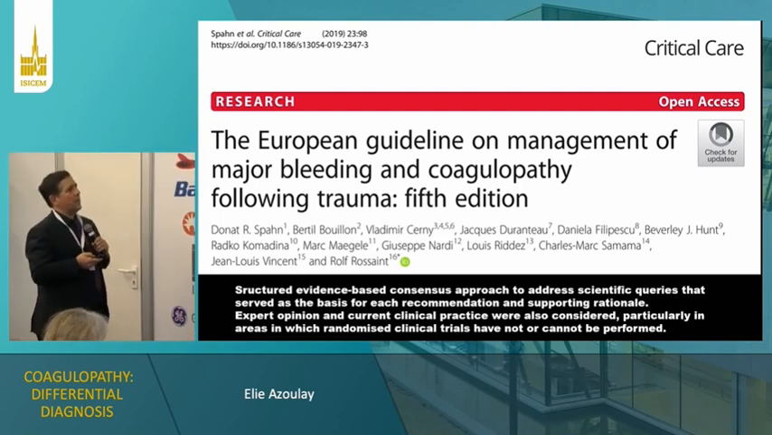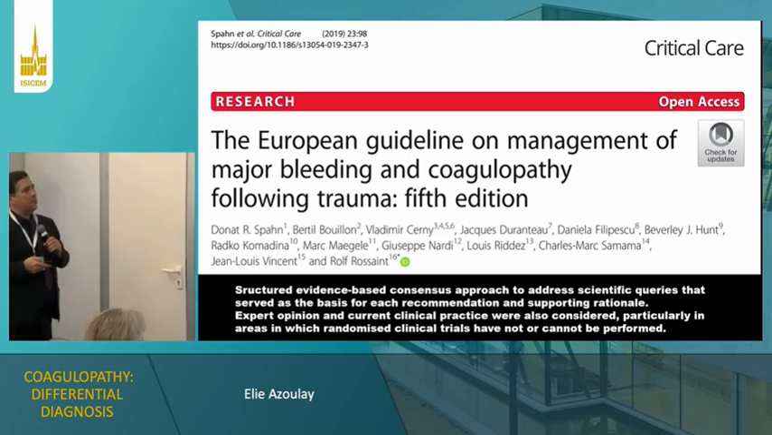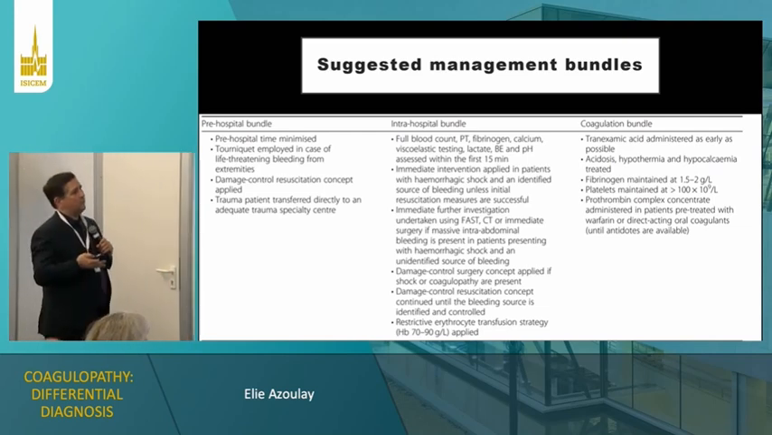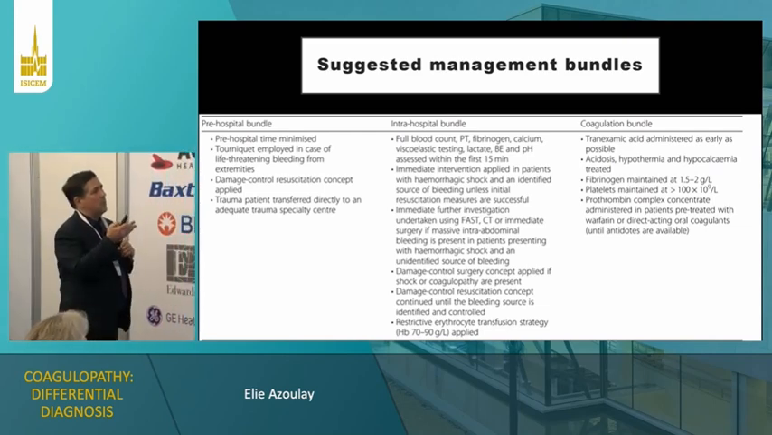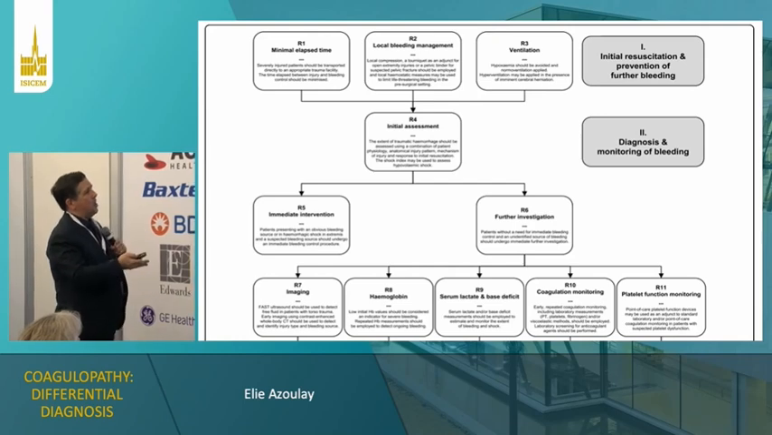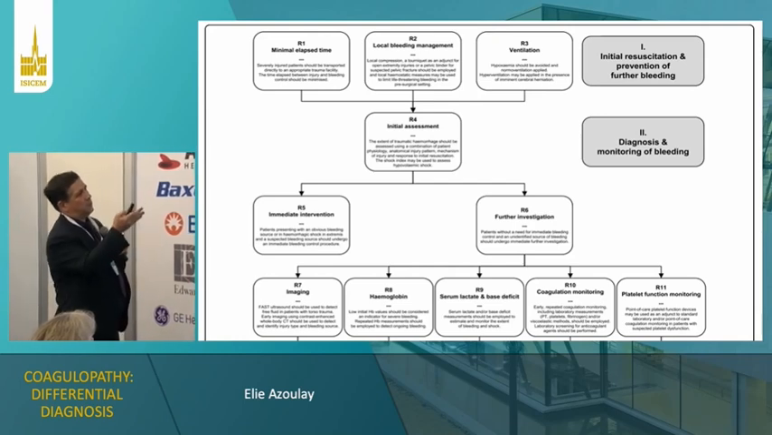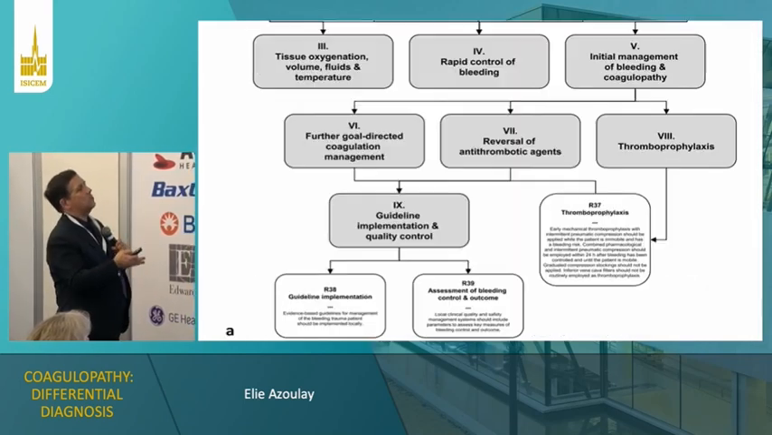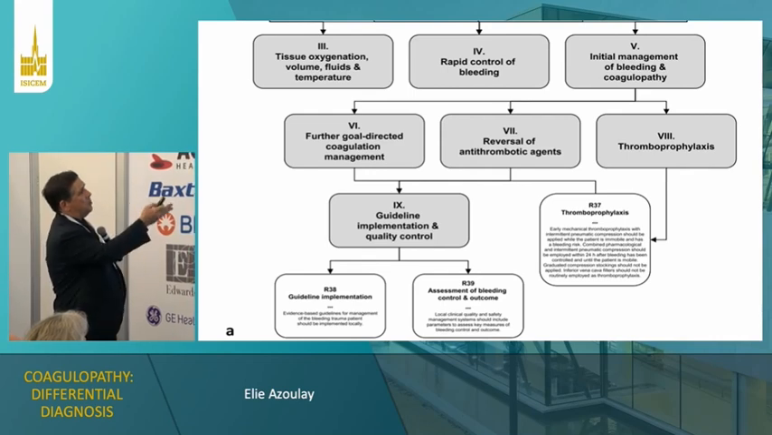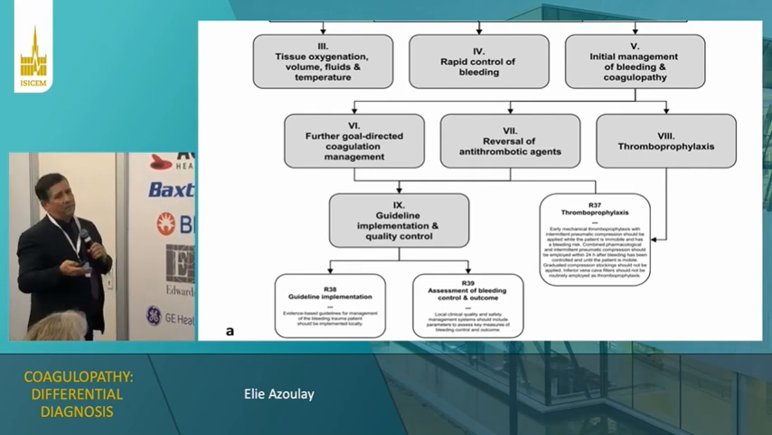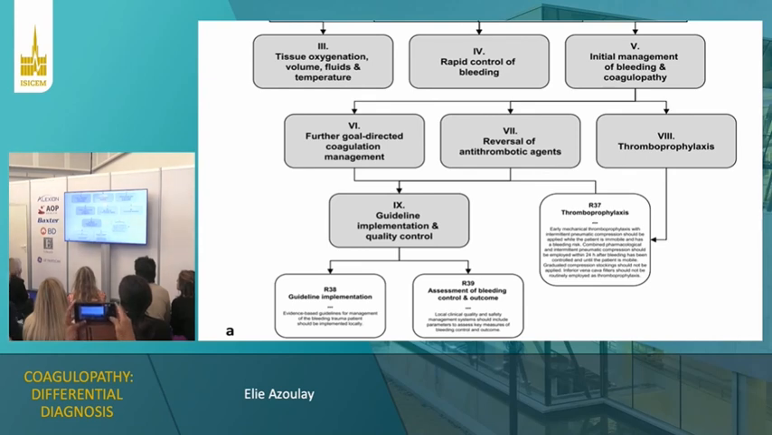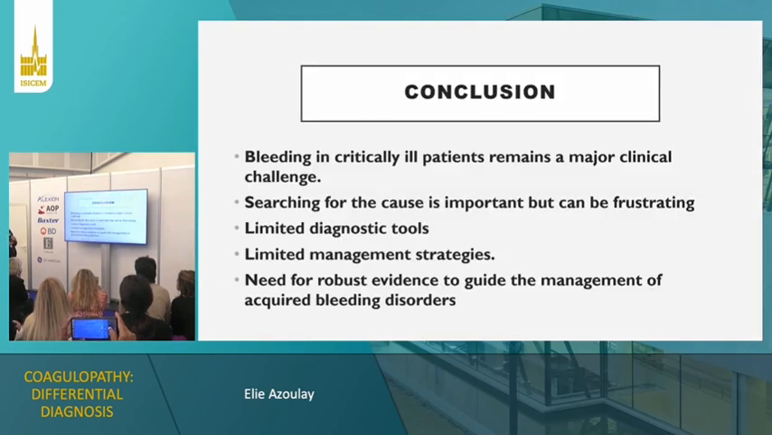These are the European guidelines for managing bleeding and coagulopathy, and it's really straightforward. You have the bundles at different steps. You have the different steps to provide initial resuscitation, then to diagnose the coagulopathy, and then you have the different steps. I find it quite clear. I must say that because we have no robust evidence, this paper is the best that we can provide, and I really enjoyed reading it.